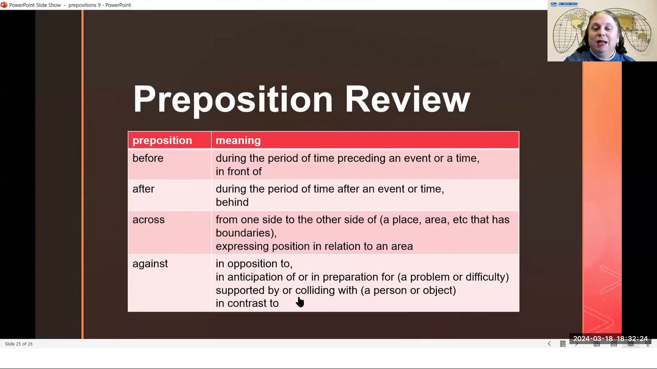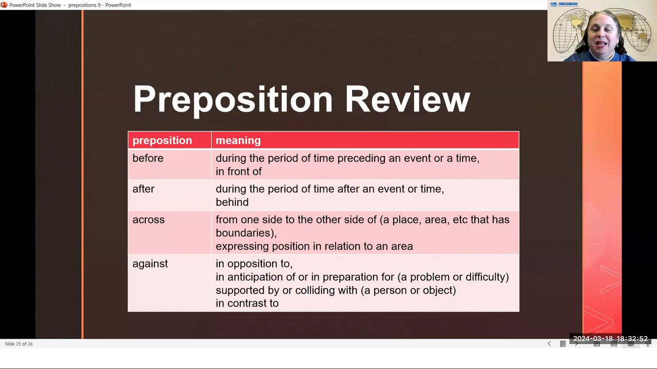Or we had colliding with a person or colliding with an object. One of the players collided. He hit really hard against another player. So they bumped against one another. Or the boy bumped into an object. He bumped against the table. They collided. They crashed into each other.